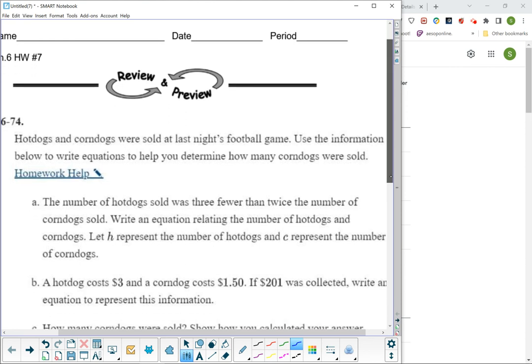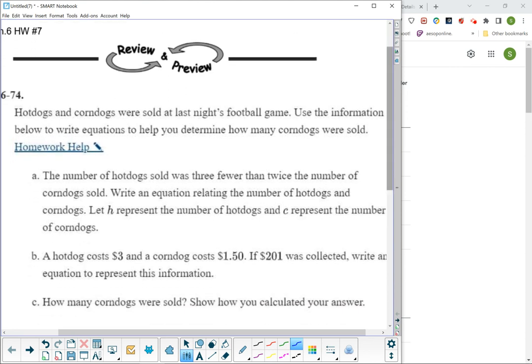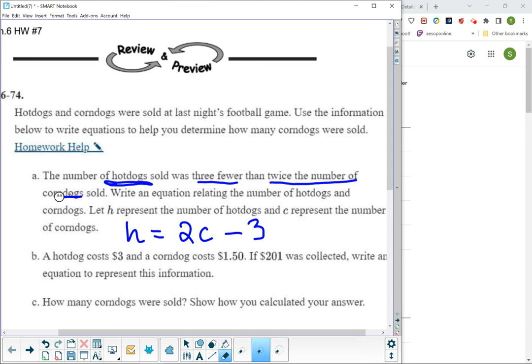All right, so if we know that, let's see. It says that the number of hot dogs are going to be 3 fewer, so minus 3, and then twice the number of corn dogs, so it'll be 2 times C. So hot dogs is 3 fewer than twice the number of corn dogs. So all that came from the reading.